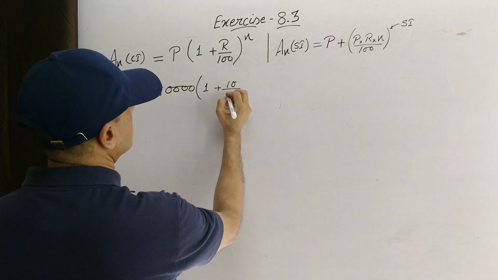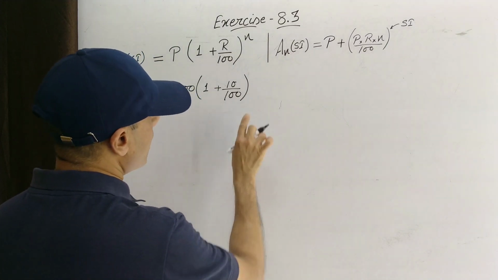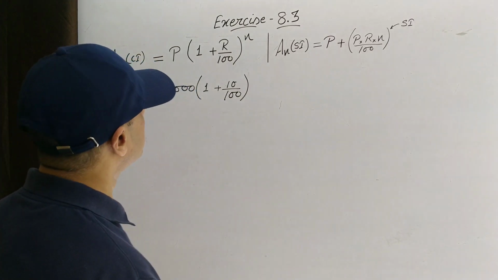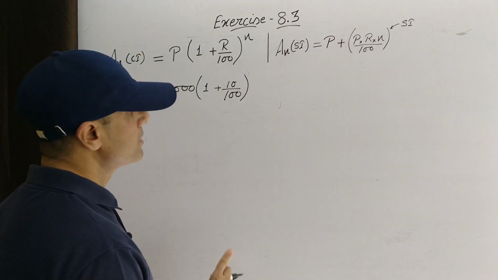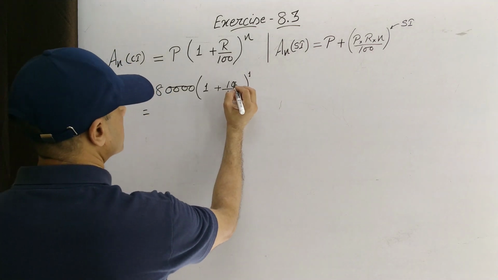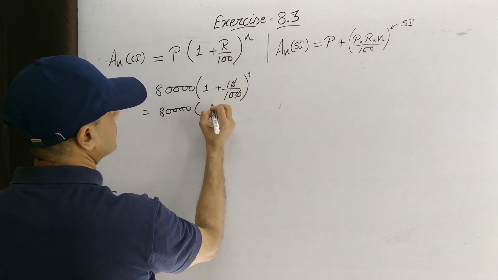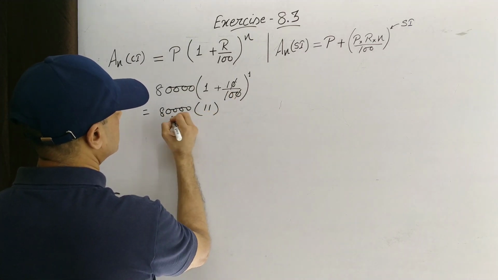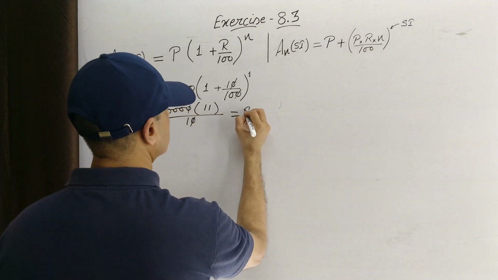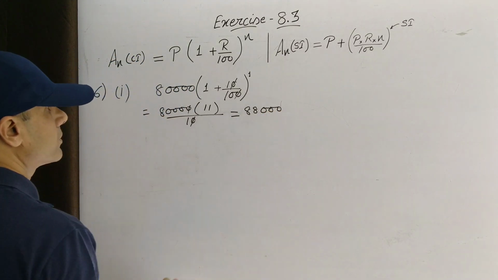So, it is compounded yearly, and we are calculating for 1 year because for the next 6 months it will be half year and it will be payable in simple interest. So, in this case n will be 1. So, we get this as 80,000 into 11 divided by 10. So, we get the value as 88,000. This is the amount payable after 1 year.